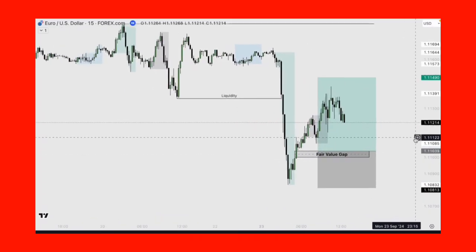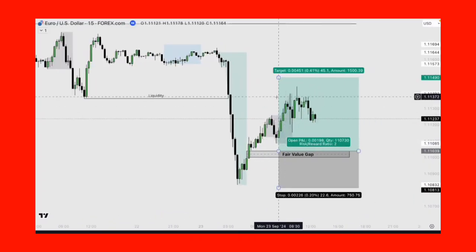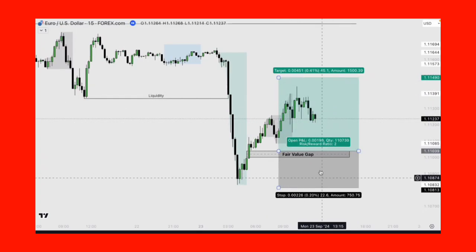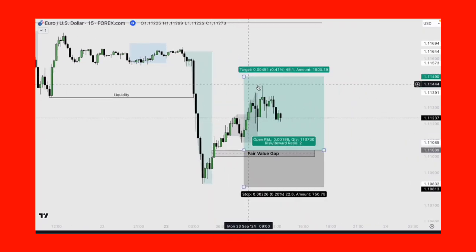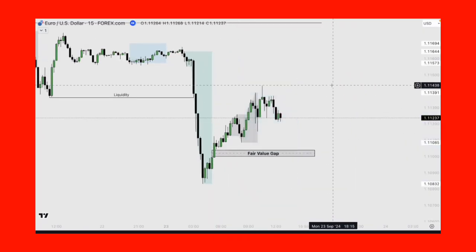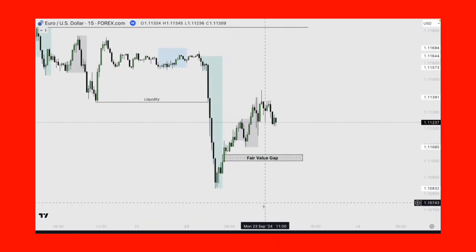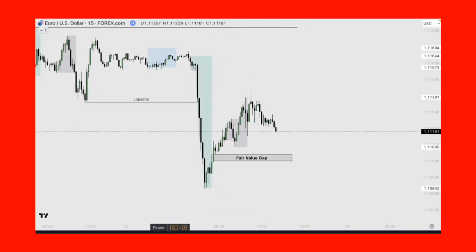Okay, what do we get here now? This gray box is our New York kill zone. Price has exited our kill zone, so we're not going to take this trade. We are going to delete this order, and we are going to wait for a kill zone to happen. Let's see what happens.